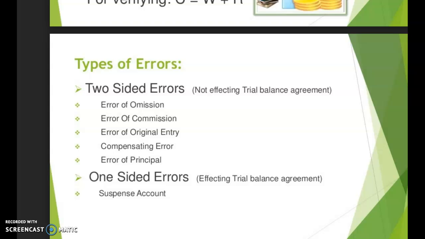Now on the other side, one-sided error here means all the errors which are going to affect only one account or only one side. So on the other side there is no account, so we will rectify them with the help of the suspense account. I hope now you understood the meaning of rectification of errors, the meaning of error, and what the different types of errors are. In my next video I will share how to rectify these different types of errors.